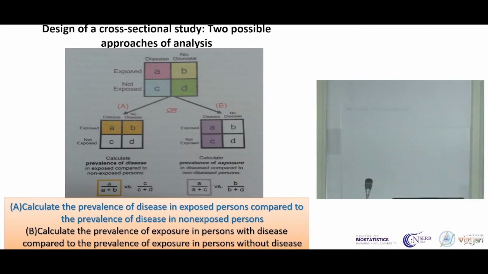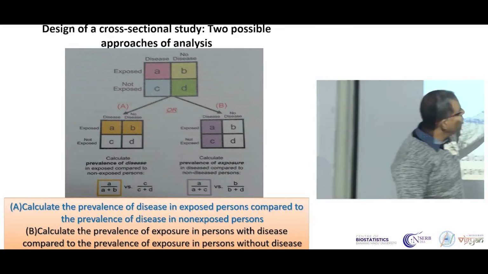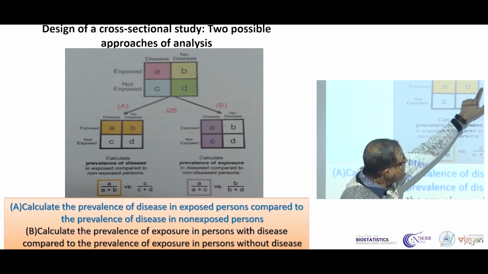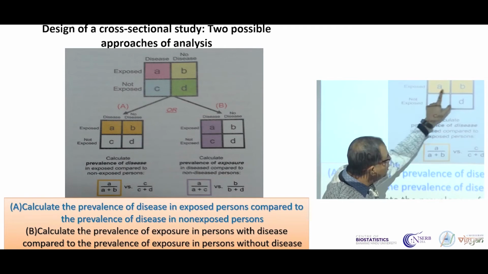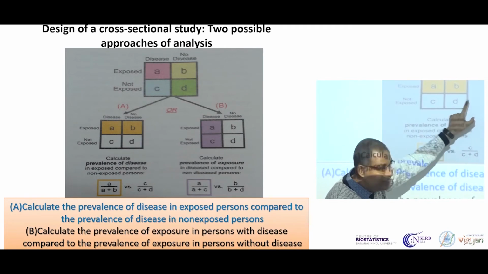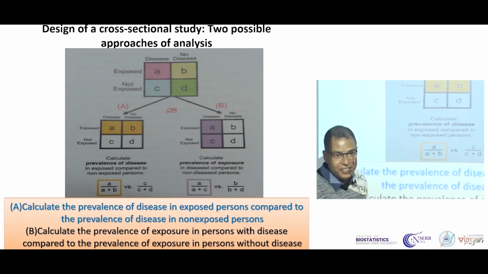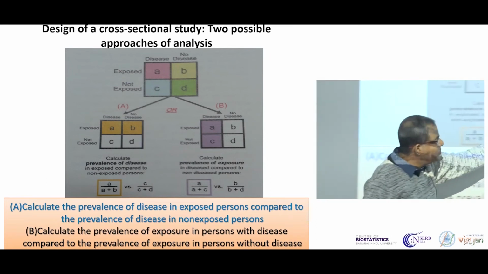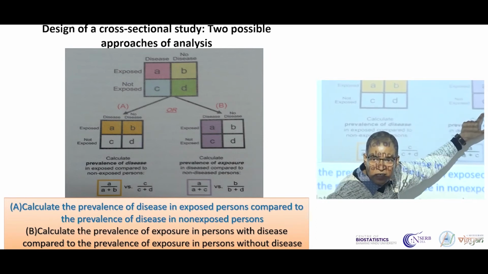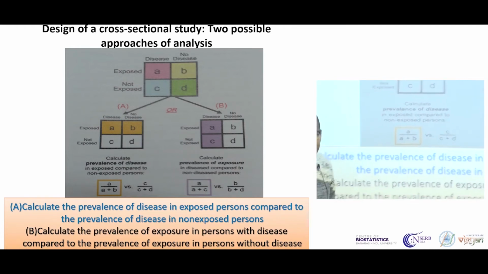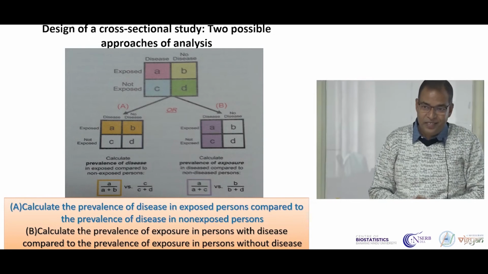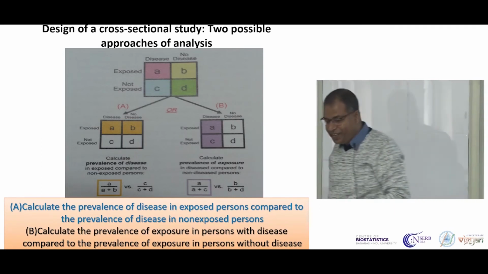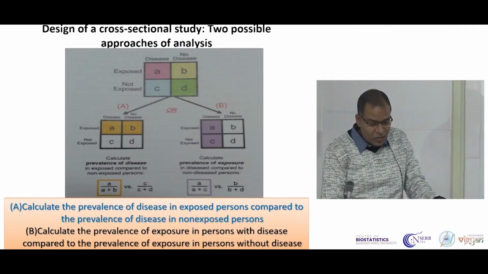In figure A, I will do the row percentage when I am interested to see, out of the exposed, where A plus B is the total exposed population, how many of them became diseased. But if my objective is to ascertain, out of the diseased people, A plus C, how many of them are exposed, then I have to go for the column percentage. Is this clear? So this is the basic understanding of carrying out the analysis in the cross-sectional study.